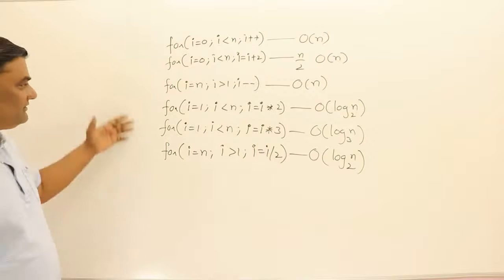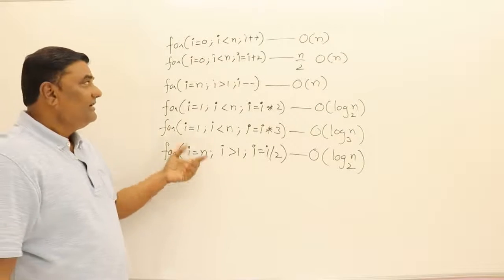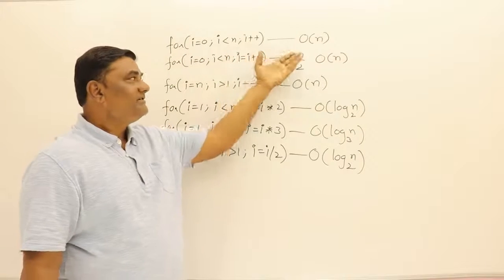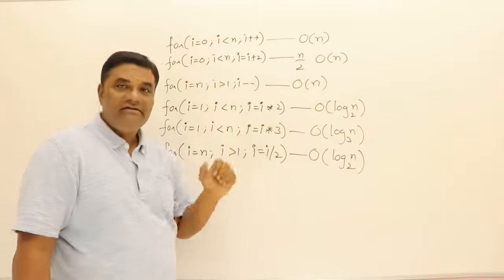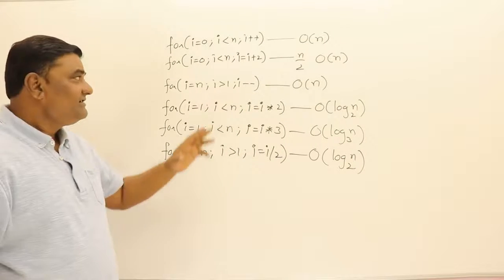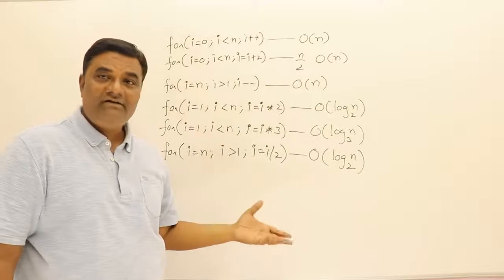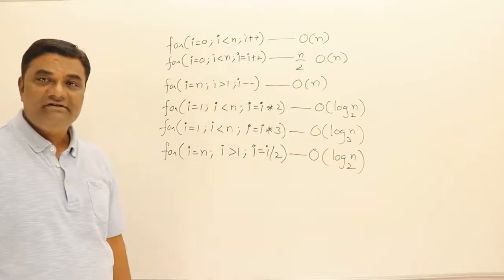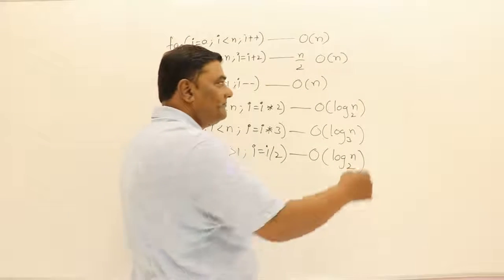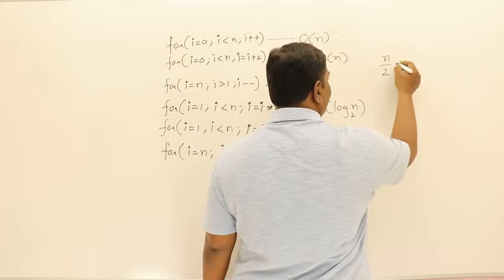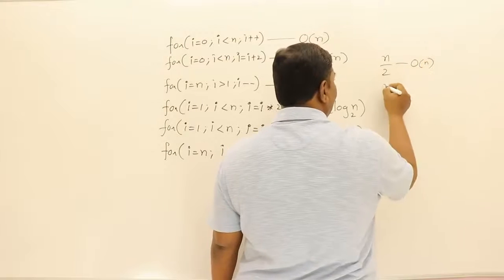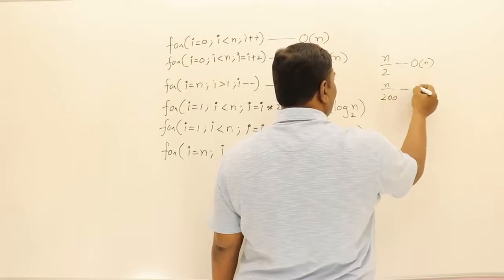So now we can take these as formulas. If a loop is incrementing, then it is n, or decrementing, it is n. Whether it is incrementing by 1 or 2 or even 10 or even 100 also, it's order of n only we say. Right? N by 2 is also order of n. N by 200 is also order of n.